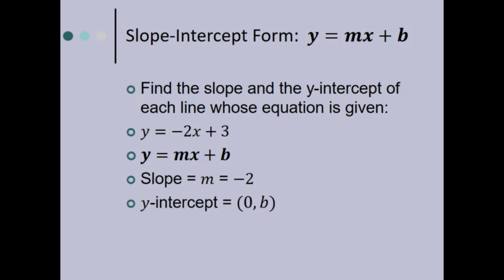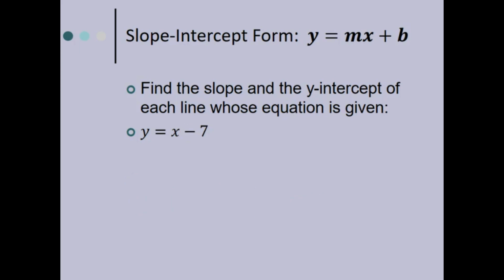To find the y-intercept, we're looking for 0, b, where b is the quantity that is added to the x term, and looking at the given equation, we see that it will have a value of 3. The y-intercept for this particular equation then will be the coordinates 0, 3.